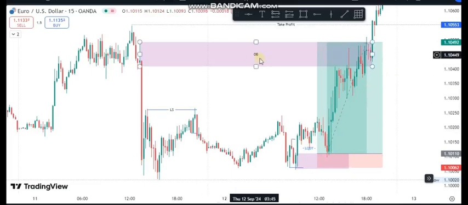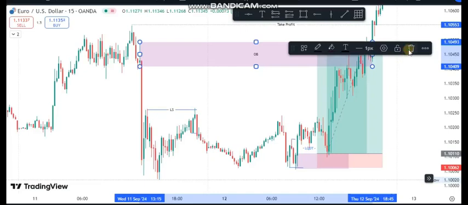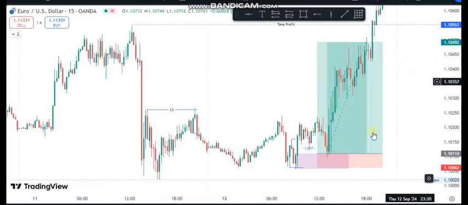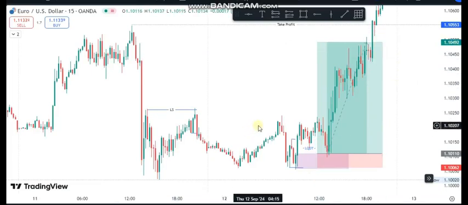So price broke it out. That would be my take profit. I will liquidate everybody that is there. So that's not valid in my book. So you see, I've given you 3 examples of a valid order block, what to look for and what not to look for before you take a trade.